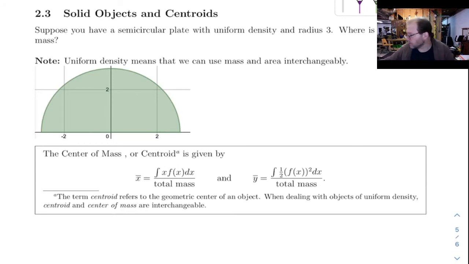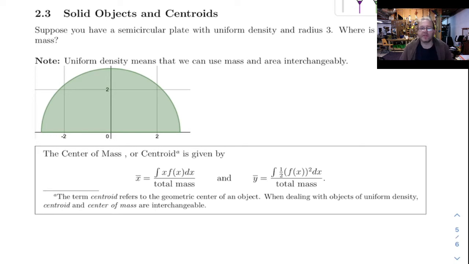Next up, we're going to look at solid objects. So solid objects are more complicated than point masses because instead of having just a handful of masses we have to deal with, we have an infinite number of them. So instead of using sums, we're going to have to use integrals.